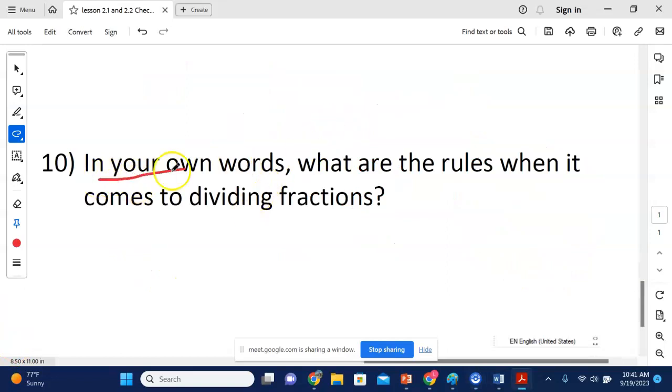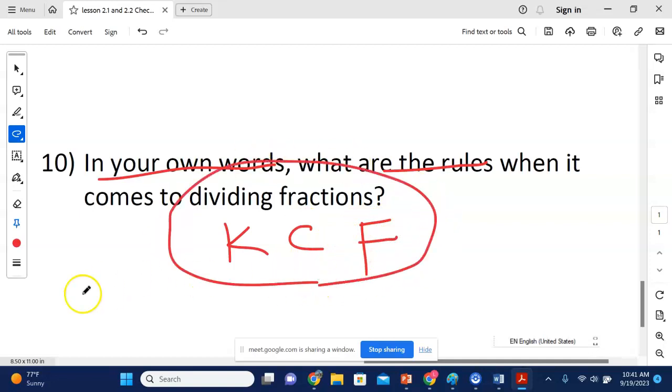Zakia, in your own words, what are the rules? Go. That's it. All you have to say is KCF. Keep, change, flip.